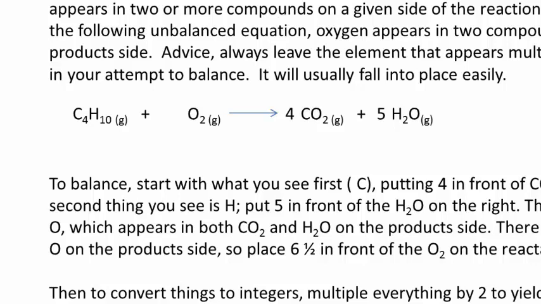We leave to last the complicating element, oxygen. If you look on the left, oxygen appears as O2. If you look on the right, it appears in 2 different molecules. We now have 4 CO2, so we have 8 oxygens in carbon dioxide, 4 times 2, plus the 5 for the 5 waters. 8 plus 5 is 13. That means we need 13 oxygens on the reactant side, but it's O2, so we need 6.5 O2s, 6.5 diatomic oxygens. So this reaction is now balanced for carbon, hydrogen, and oxygen.